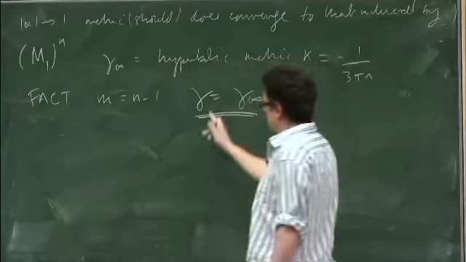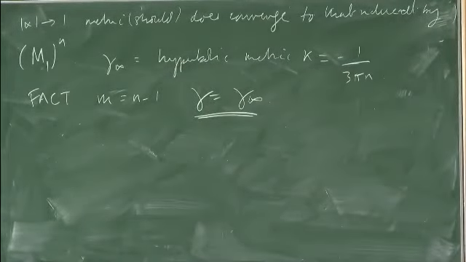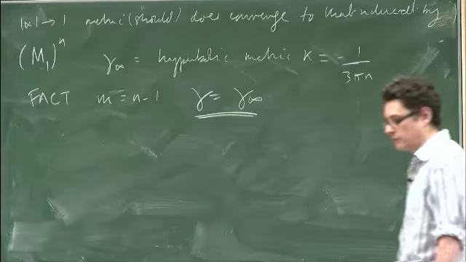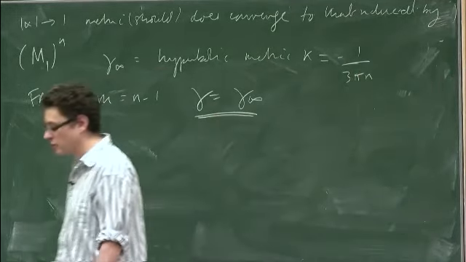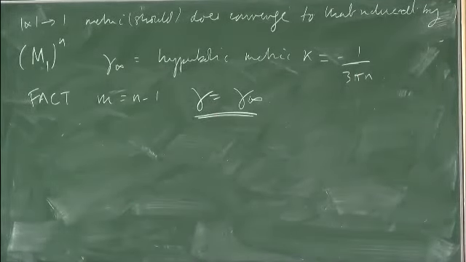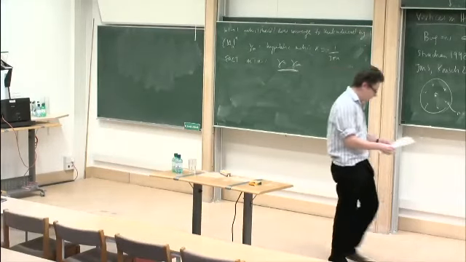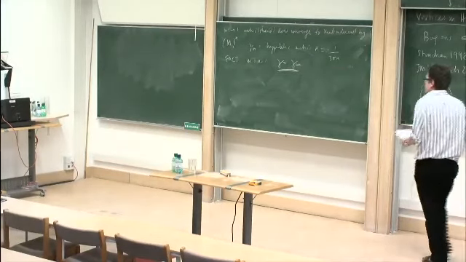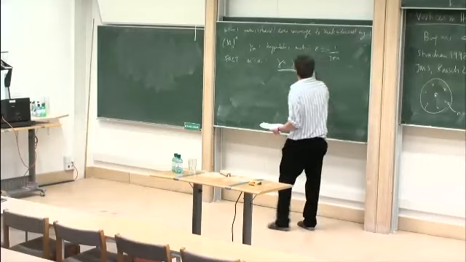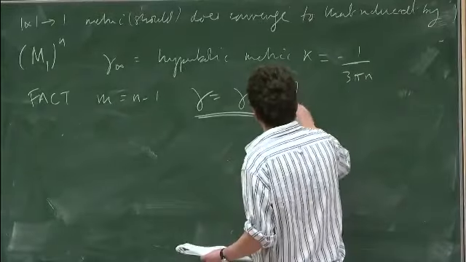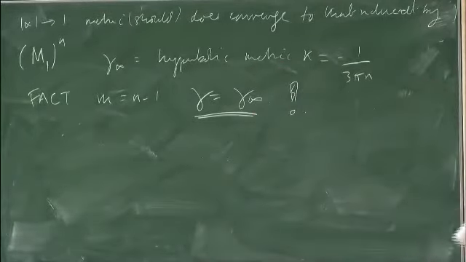Okay, so not only is this metric asymptotic to this hyperbolic metric, it's actually exactly equal to the hyperbolic metric. So there are no corrections to the asymptotic form coming from short-range interactions. Okay, so this is a very strange fact, but you can calculate it, and it's true. And it would be nice to know if there's a sort of deep reason for it.